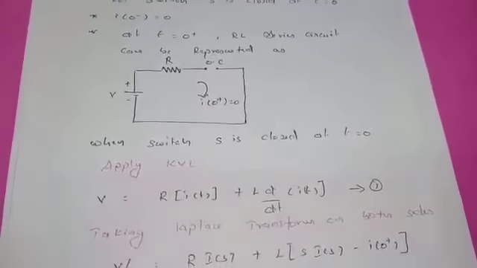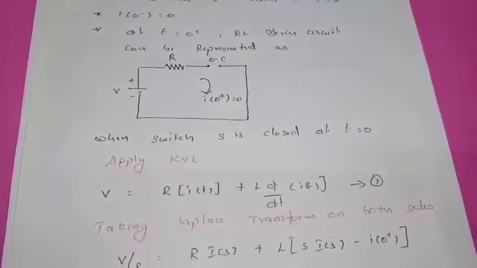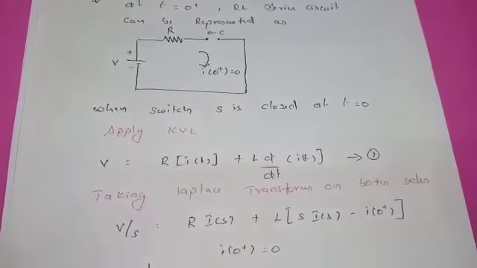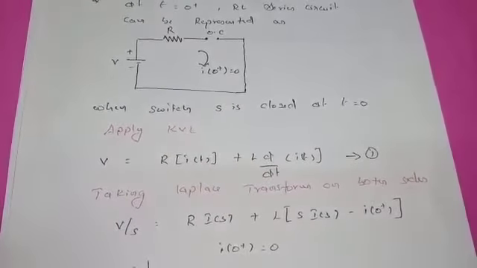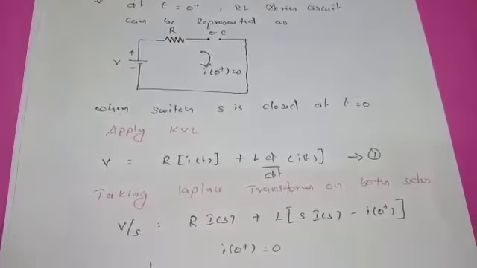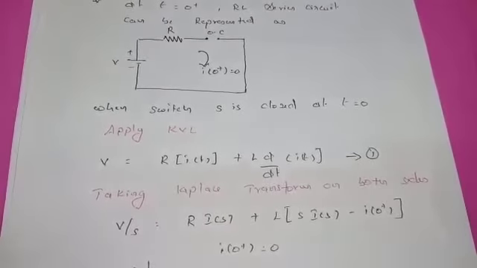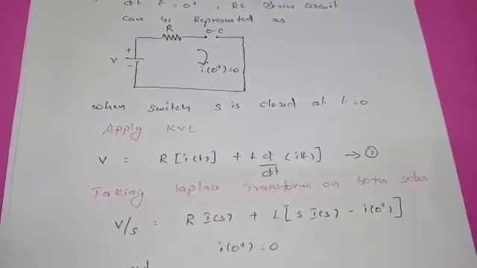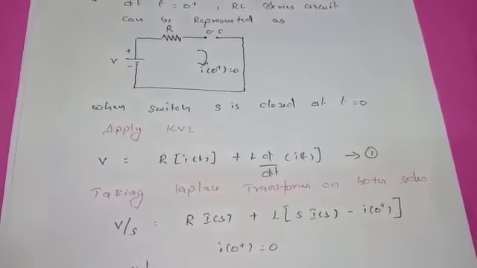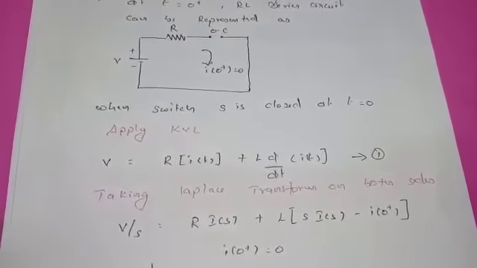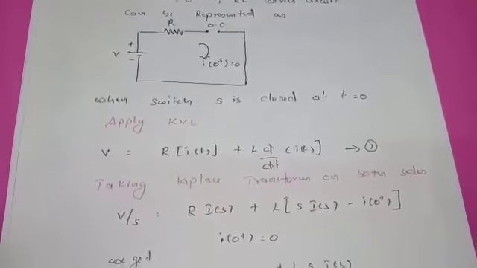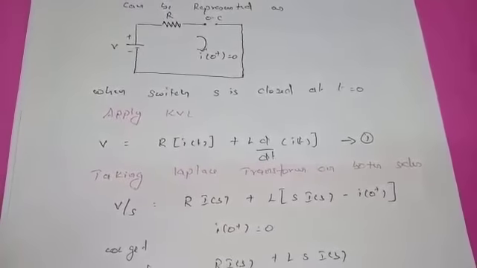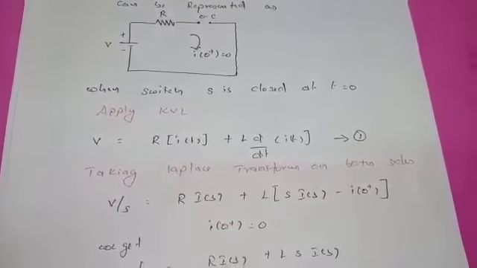Taking the Laplace transform of the differential equation on both sides, we get V by S on the left. On the right, the Laplace of R into I of t gives R into I of S, plus the Laplace of L into d by dt of I of t, which gives L into S into I of S minus I of 0 plus. Here I of 0 plus is the initial current in the inductor. We know that I of 0 plus is equal to 0 at the instant the switch is closed, since there is no current in the inductor.